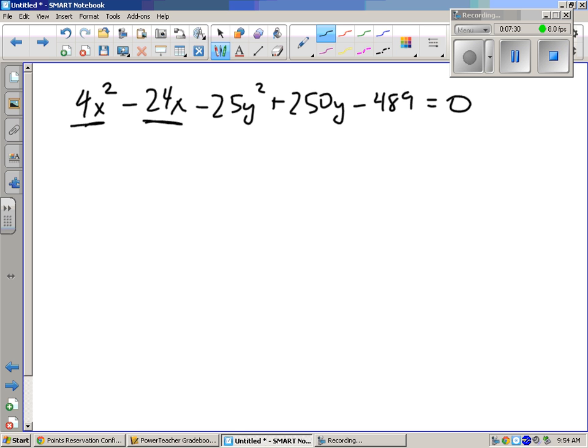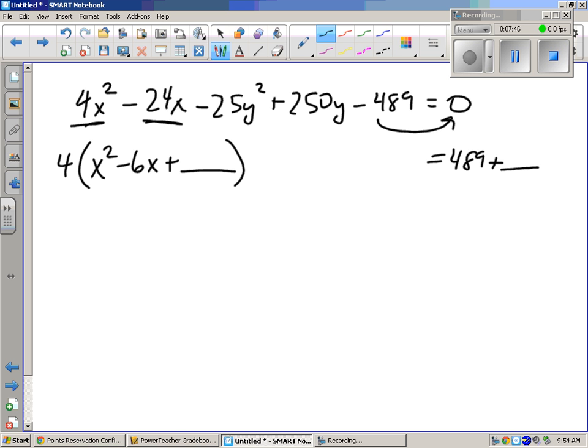These two next to each other, I need to take a 4 out front, and then what I have left is x squared minus 6x plus blank. Okay, and over here, I'm going to bring the 489 over and then add the blank I just added. Now these two, I'm going to take out a negative 25. Okay, and what I have left is y squared minus 10y and then plus blank. And I have to add my other blank over here.